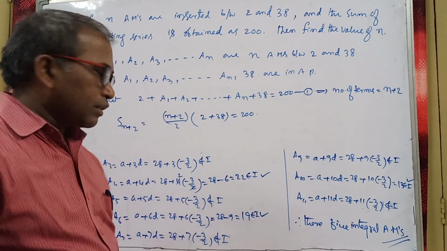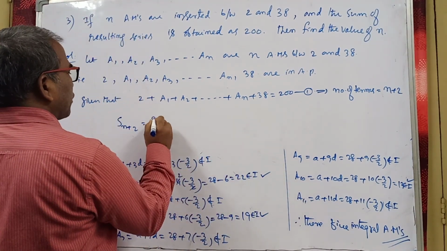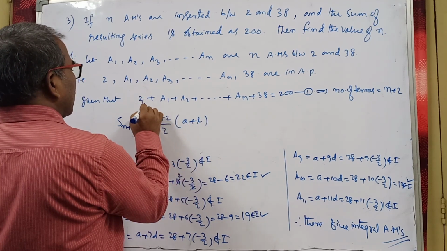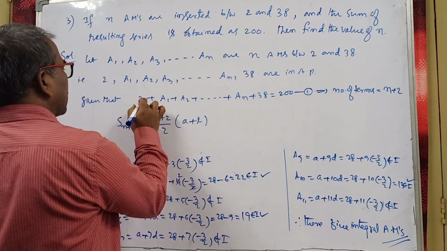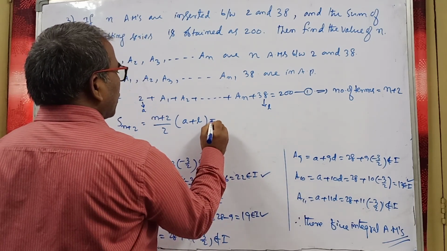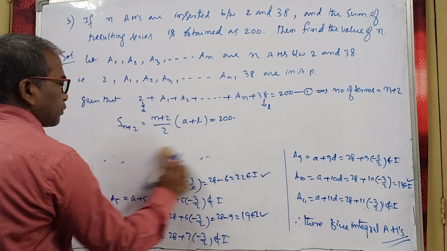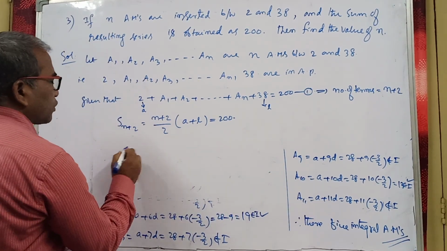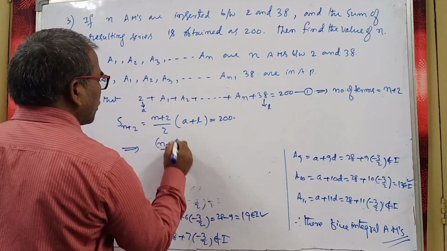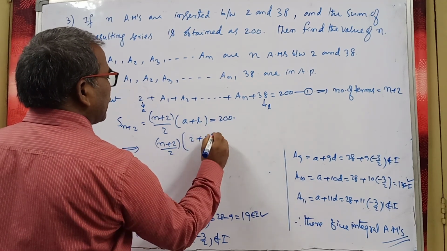I will write the formula if you wish, for more understanding. S(n+2) is equal to (n+2)/2 into (A plus L). This is A, the first term. This is the last term L. So this is equal to 200. Now substitute the values and simplify. So (n+2)/2 into A plus L, which is 38.